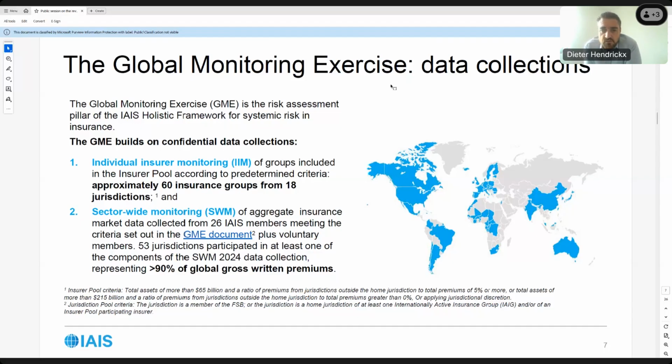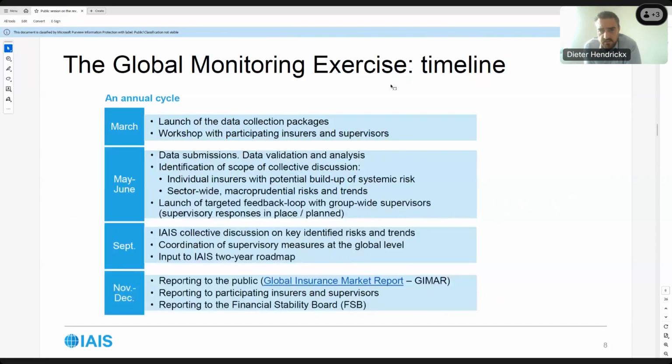Both pillars, the individual insurer monitoring and the sector-wide monitoring, are of course key, because they form the basis of the data that we use at IIS to derive our conclusions in terms of key risks and trends of the insurance sector, but also to make sure that we have an adequate supervisory response. So I want to thank again everyone contributing to this exercise. Because if today we are able to do a relevant analysis and make sure that we have a globally coordinated and adequate supervisory response, it is mainly thanks to the data that we receive in scope of these two exercises. Let's move to the next slide.